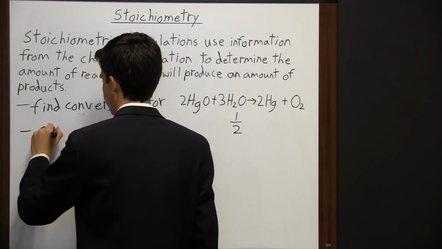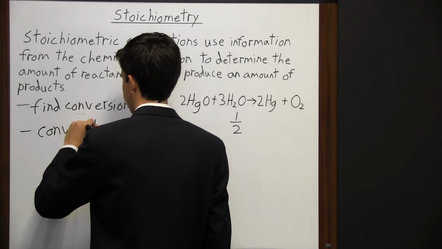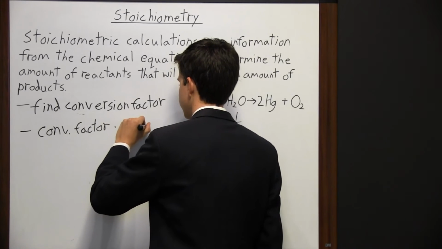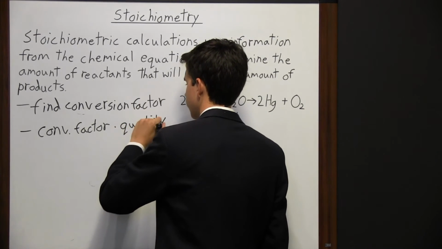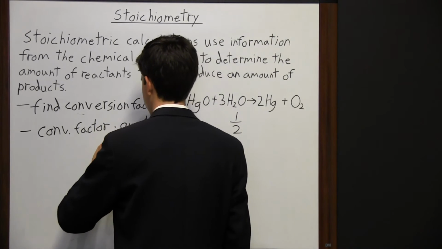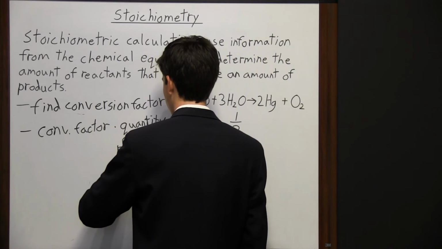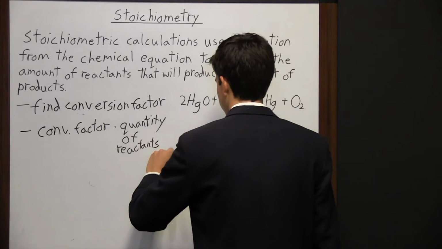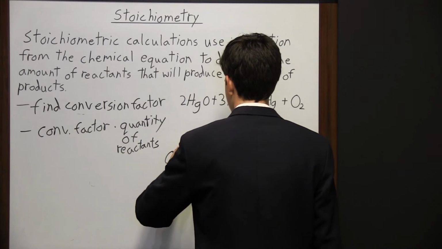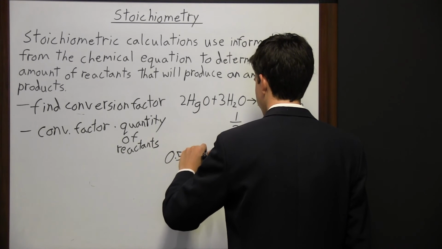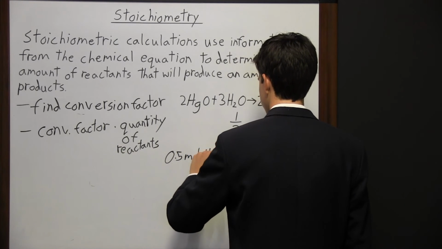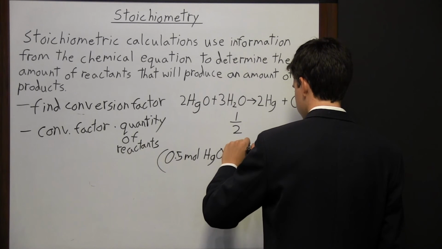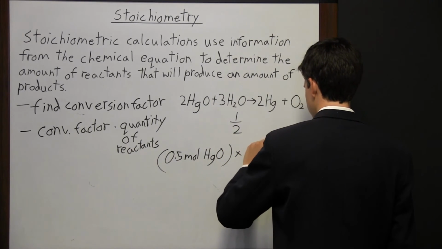Now, we're going to move into using the conversion factor. So we're going to take the conversion factor, and we're going to multiply it by the quantity of reactants. And we're doing this in order to find the quantity of products. So say we have 0.5 moles of mercury oxide. And we're going to take that and we're going to multiply it by the conversion ratio.